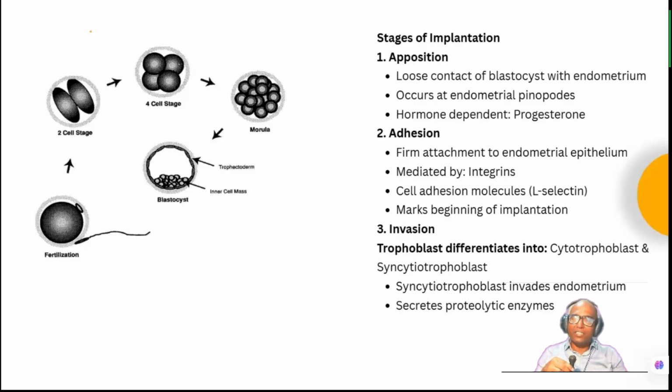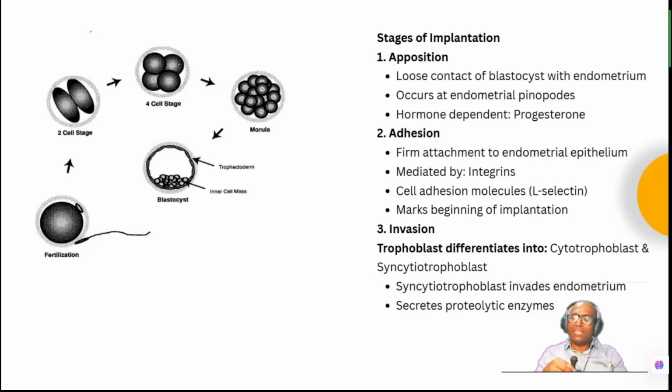The next step is adhesion. This adhesion is the firm attachment of the blastocyst to the endometrial epithelium. Okay, so initially there is apposition. This is followed by adhesion, and this is mediated by the integrins. Okay, cell adhesion molecules such as L-selectin mark the beginning of the implantation. So there are mediators like integrins and cell adhesion molecules such as L-selectin.